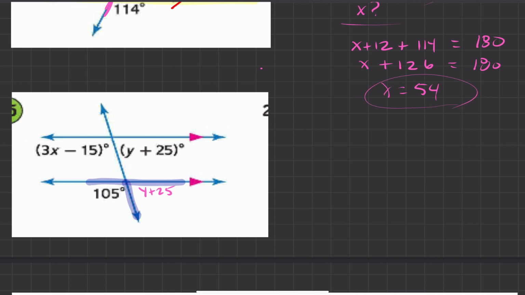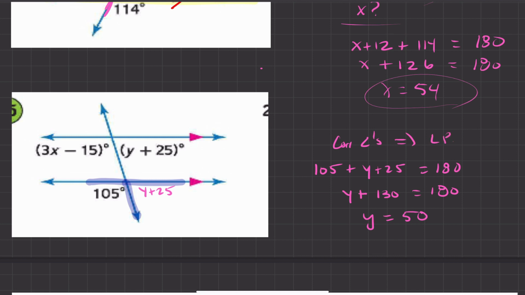I can set them equal to 180, and I go 105 plus y plus 25 is equal to 180. Then I combine the like terms. I get y plus 130 equals 180. So y is equal to 50, right? That's awesome. You have y. And this is all because we were using corresponding angles and then moving on to linear pair theorem, right? That's one way to do it.